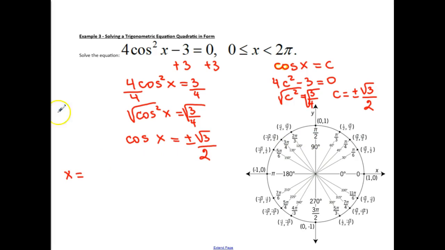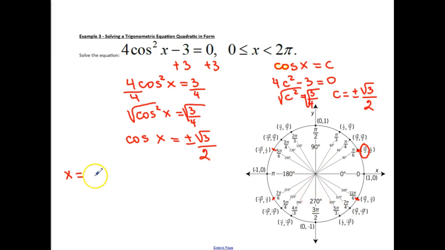Our angles, x equal to, let's go ahead and start with the positive ones. Cosine is our x-coordinate, so I see positive square root of 3/2 at pi/6 right here. I see negative square root of 3/2 at 5 pi/6. Then another negative square root of 3/2 at 7 pi/6. And then there is a positive square root of 3/2 at 11 pi/6.